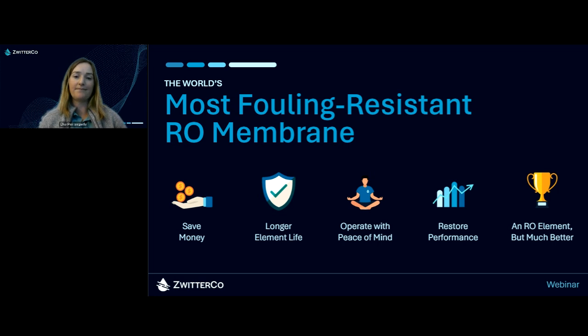Restore performance. As we said, biology and other organic material cannot stick to or grow on the zwitterionic surface, and cleaning will easily restore performance. Last but not least, it's an RO element, but much better. No new equipment or system modifications are required to implement this technology. We really wanted this technology to be easy to implement. We offer RO elements in the same industry standard sizes you're used to, so that you can easily remove the elements you're currently using and replace them with these.